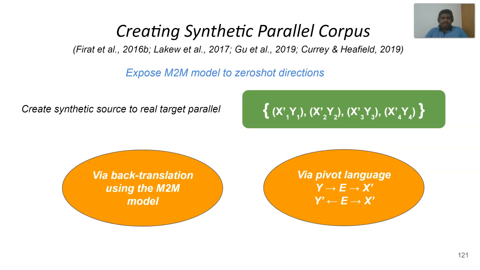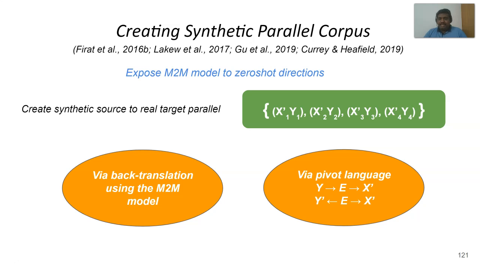That's one way. The problem with that is that the many-to-many zero-shot performance is anyway bad, and hence the back translation quality may not be that good. On the other hand, we can also use the pivot language for generating the synthetic data. So we have parallel data for language Y to E. We can just translate the E side of the parallel corpus to the language X, and the E to X translation performance is better on the many-to-many model, thus creating Y to X synthetic data.